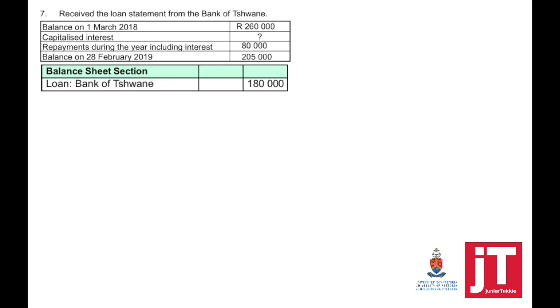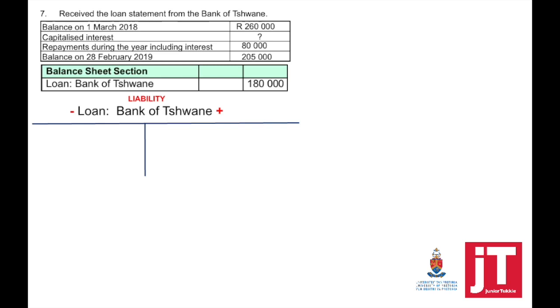260,000, capitalized interest, question mark. This means interest is added to the loan account, so it's capitalized. Repayments during the year including interest was 80,000, balance on the 28th of February, 205,000. If you look at the pre-adjustment trial balance, there's a figure of 180,000. So this is an adjustment that learners often battle with. So how can I solve that interest?